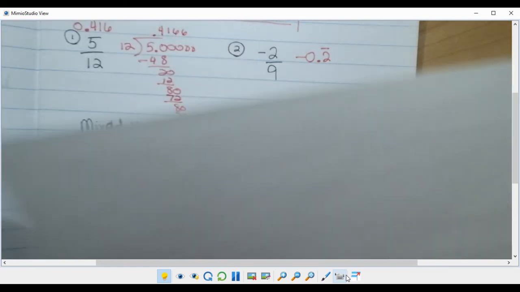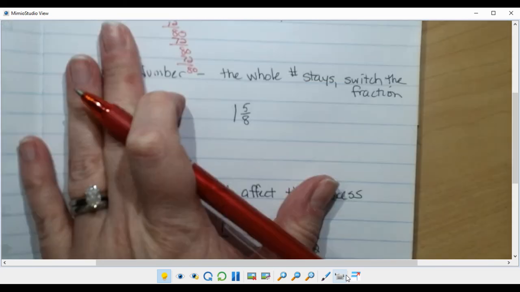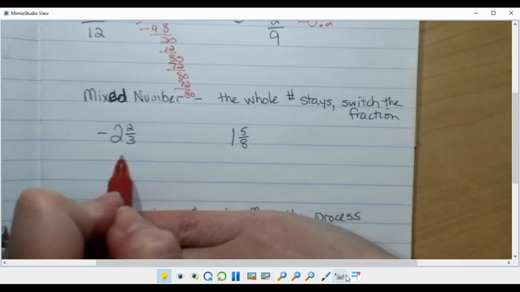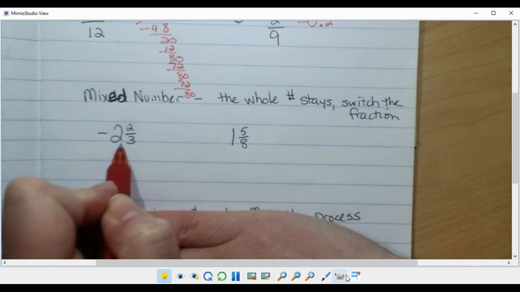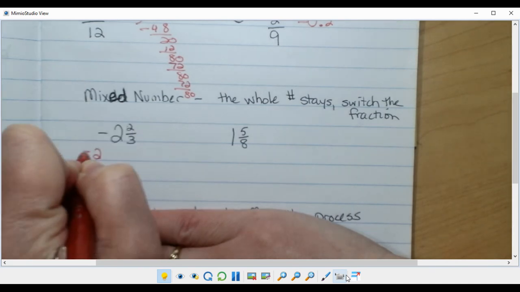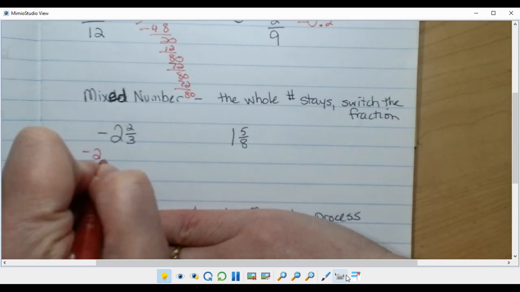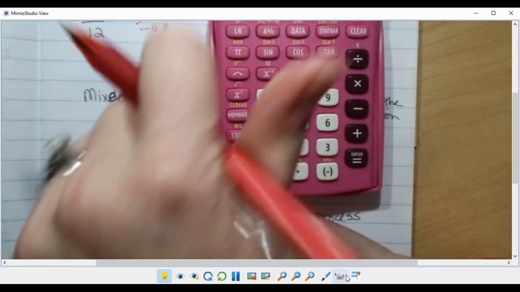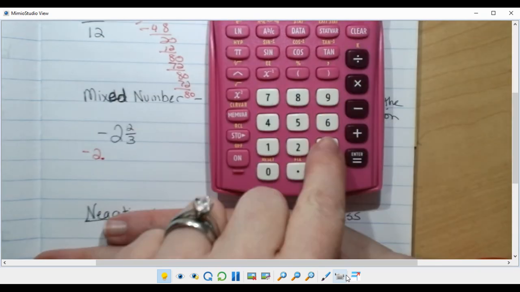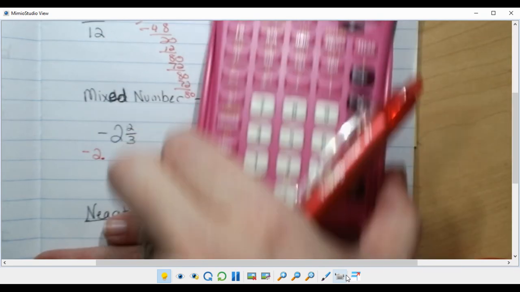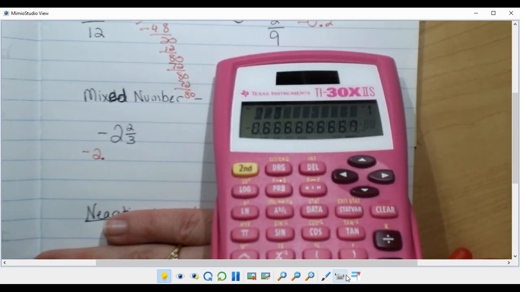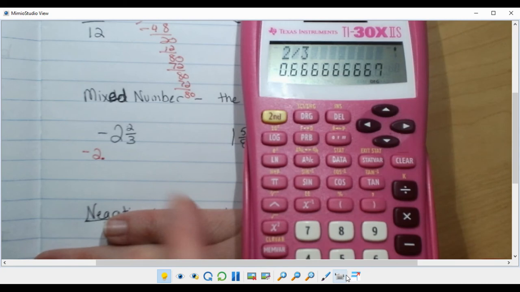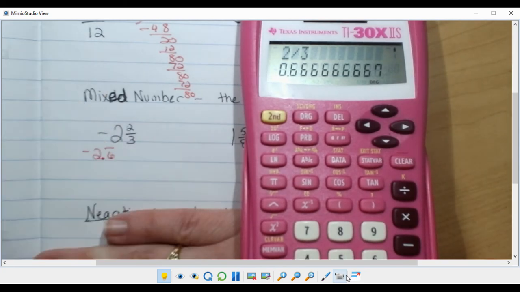Mixed numbers, nothing different. The whole number is going to stay the whole number part, and the fraction will just get changed the way that it has. So this 2 and the negative sign can stay. I'll grab my calculator. 2 divided by 3 equals. Looks like a whole bunch of sixes. Sorry, you're getting that glare there. So we'll put this as 2.6 repeating with a negative sign in front.